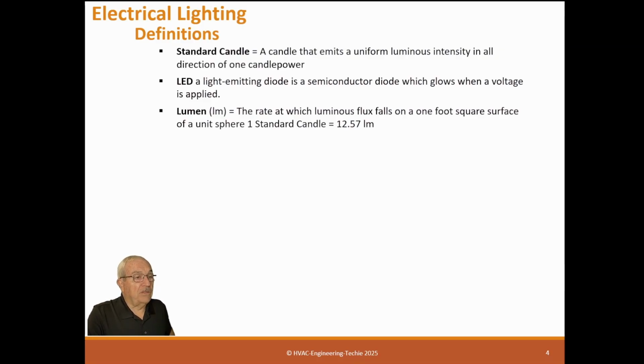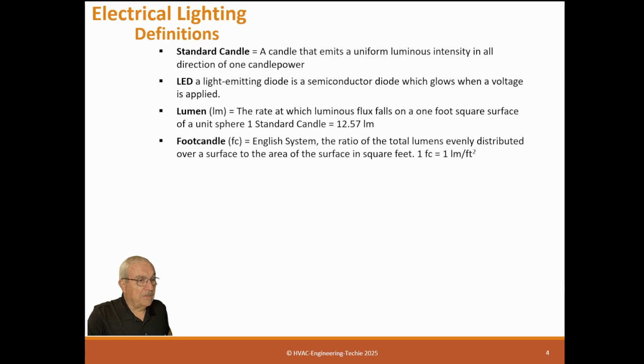12.57 lumens. Now, there's a little confusion sometimes in lighting. Most of it's done in metric, but it's also done in inch pounds, and so we have to make sure we understand the difference between the two. So lumen is actually an inch pound. Foot candle, which is the English system, is the ratio of the total lumens evenly distributed over a surface to the area of the surface in square feet. 1 foot candle equals 1 lumen per foot squared. Lux is the metric system, same measurement, but it's called lux. And 1 lux equals 1 lumen over a meter squared.